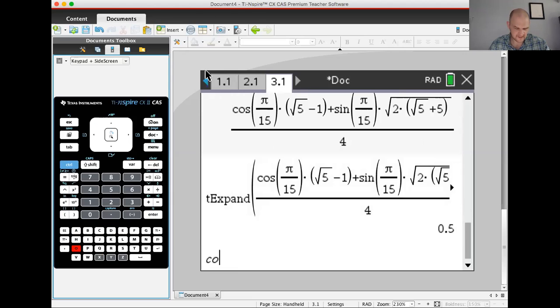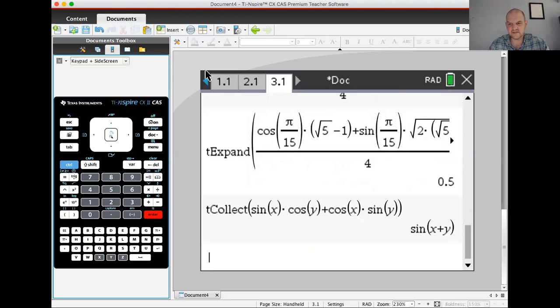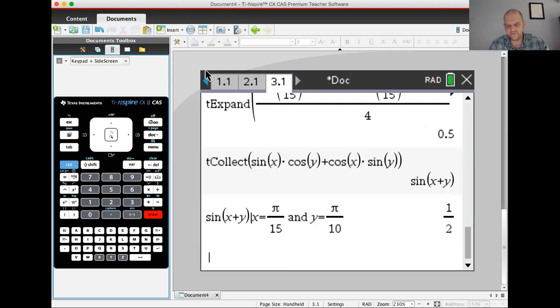Let's do this. You know what we could do is we could do t collect, I think, of just sine x cosine y plus cosine x sine y. So instead of plugging in specifics, get this and then do such that x equals pi over 15 and y equals pi over 10. There you go. Fake your way through it, right? That's why you gotta know multiple approaches to things.